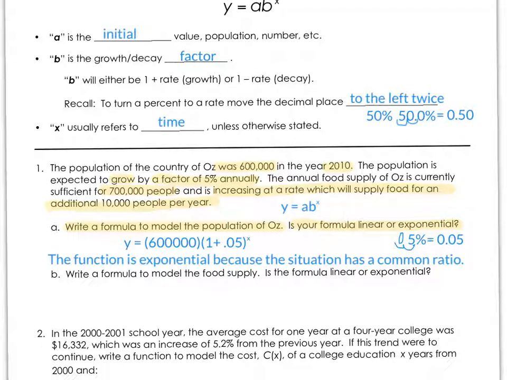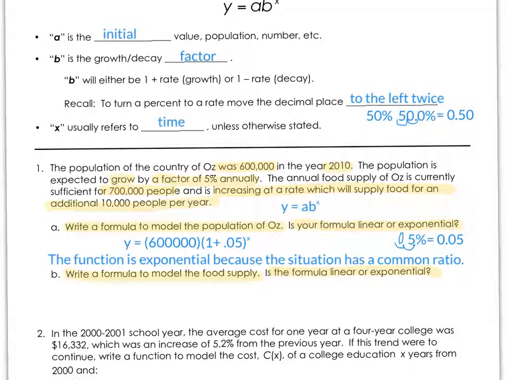And then our next problem says that we need to write a formula to model the food supply and figure out if that one is linear or exponential. If I look back, it said that the annual food supply is currently sufficient for 700,000 people and is increasing at a rate which will supply food for an additional 10,000 people per year. Well, 10,000 per year, that's another 10,000 every single year. So I don't think that that's a rate. That's saying that it's going to increase that amount every single year.